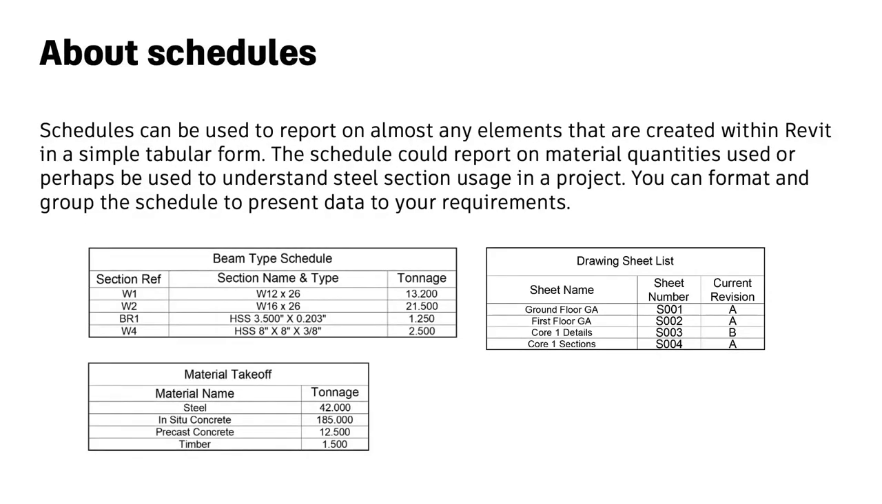Schedules can be used to report on almost all elements that are created within Revit with a simple tabular format. The schedule could report on material quantities used, or perhaps be used to understand steel section usage within a project. You can format and group and sort the schedule to present data to your exact requirements.